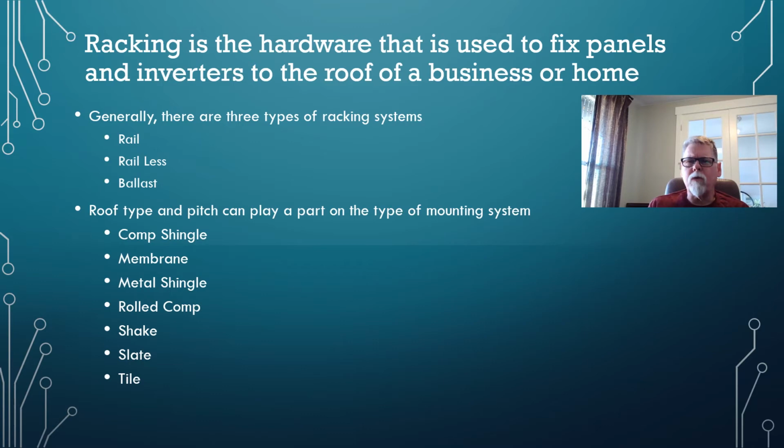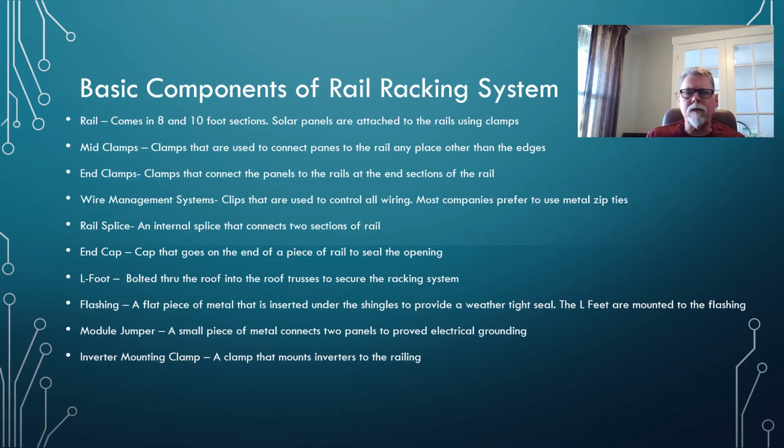When it comes to the rail or rail-less systems, those are generally used on roofs that have a pitch. Ballast systems are generally used on roofs that are flat or on warehouses that have the flat roof and have a membrane roof. So these are the basic components of a rail system. And when I talk about a rail system, it means that there are rails that are used and mounted between brackets, and the panels and the inverters are generally affixed or attached to the rail.